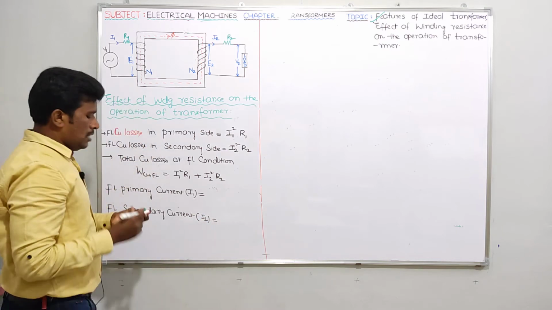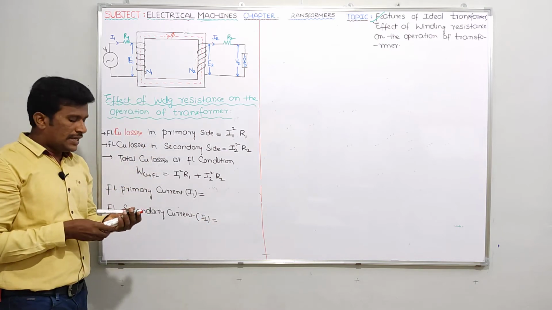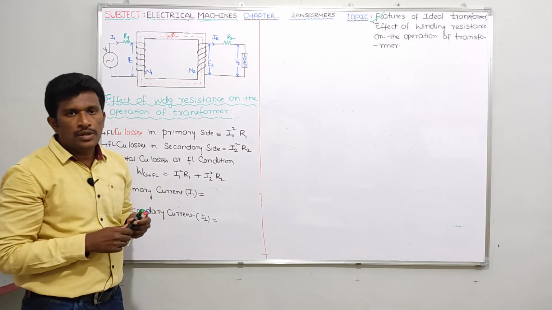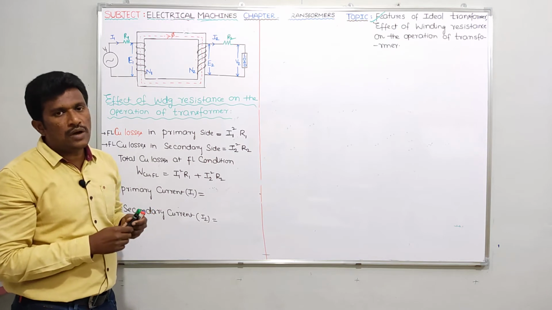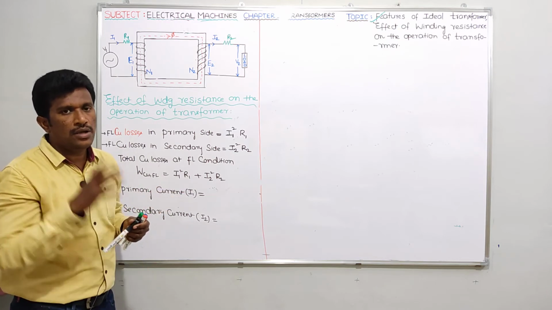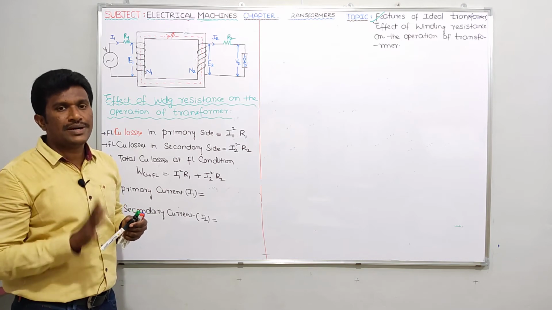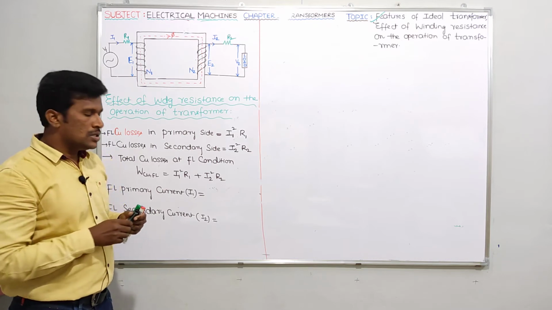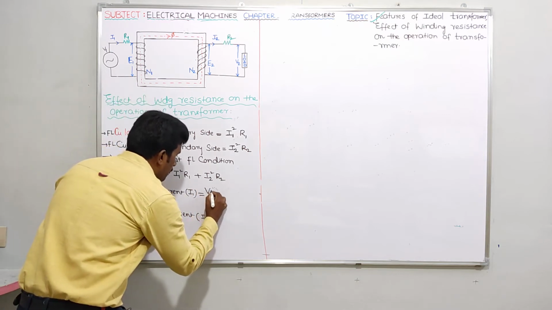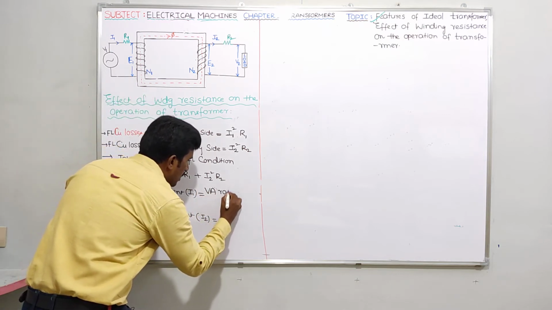Okay guys, please see, generally transformer rating will be in VA rating or I can say kVA. I will give the reason for that after completion of the losses topic. I will tell you why transformer rating is in VA or kVA, nothing but apparent power rating. So full load primary current equals to formula, VA rating of transformer.